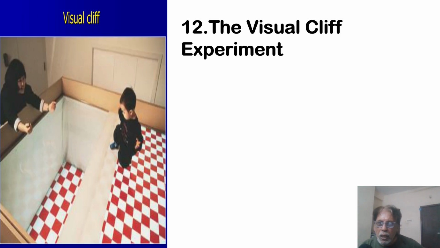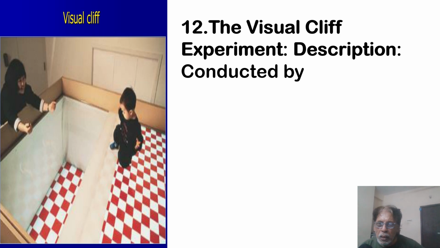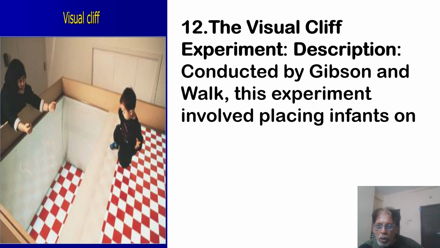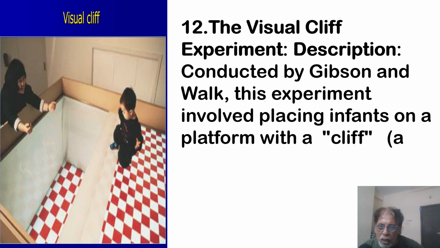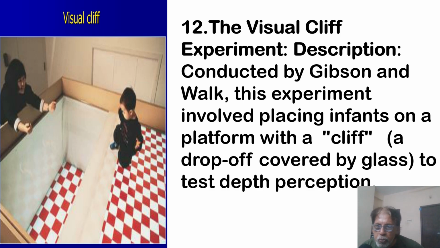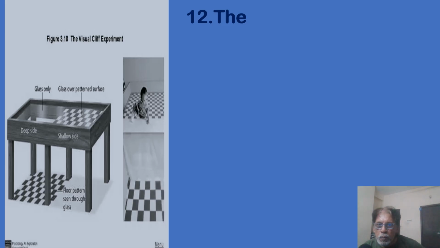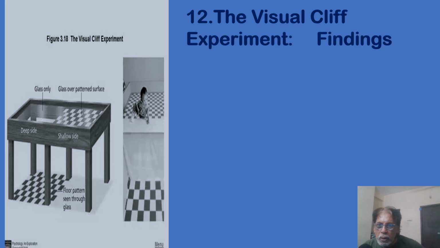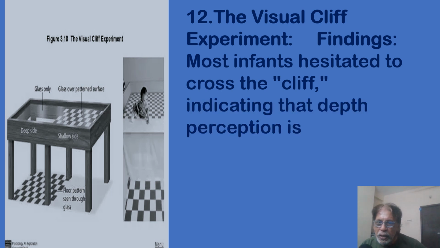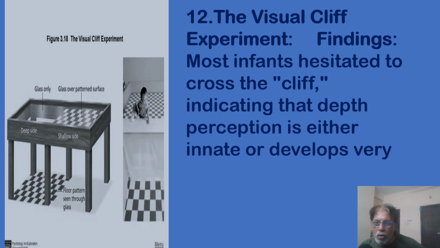The visual cliff experiment, conducted by Gibson and Walk. This experiment involved placing infants on a platform with a cliff, a drop-off covered by glass, to test depth perception. The visual cliff experiment findings: most infants hesitated to cross the cliff, indicating that depth perception is either innate or develops very early in infancy.